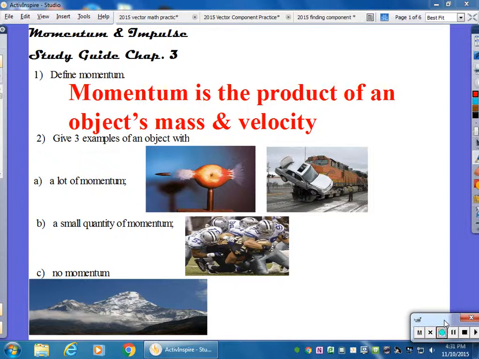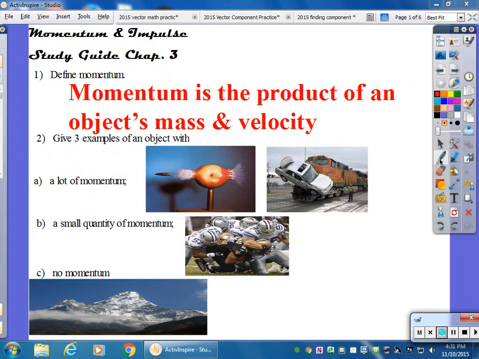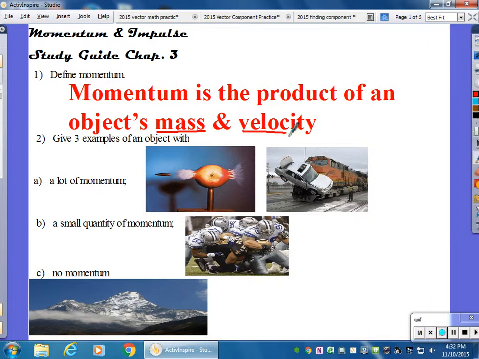The unit is on momentum. Momentum is defined as the product of an object's mass times its velocity. So right here, mass and velocity. It's pretty straightforward. An object that has a mass and is moving has a momentum. So if an object is not moving, it has no momentum.